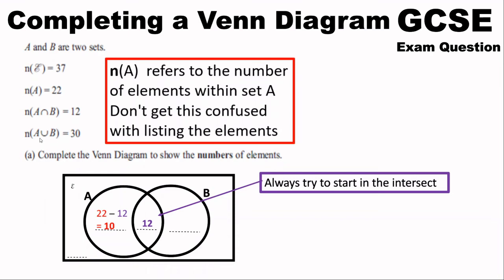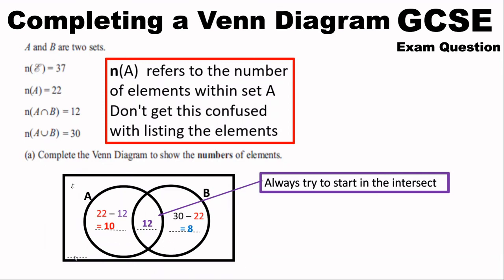However, we are told that in the union of A and B, there are 30 elements altogether. If there's 10 here and 12 there, that's 22. How much must be here? 30 minus those 22, that leaves me with 8. So there must be 8 elements in this part of B, but how many elements are there in B altogether? Set B has 8 plus 12, that's 20 elements or 20 members.